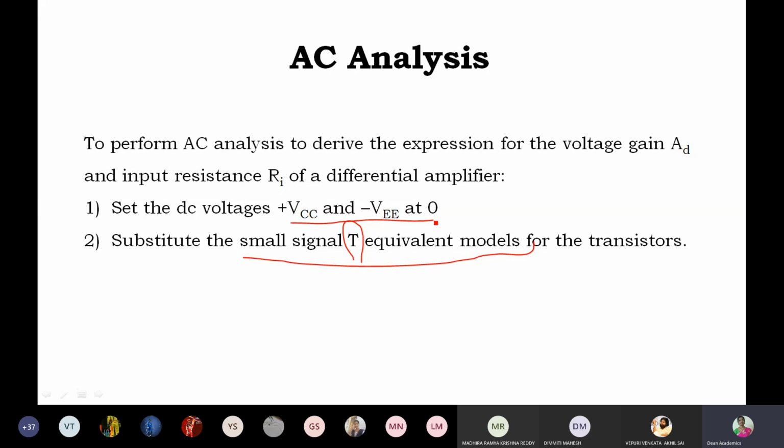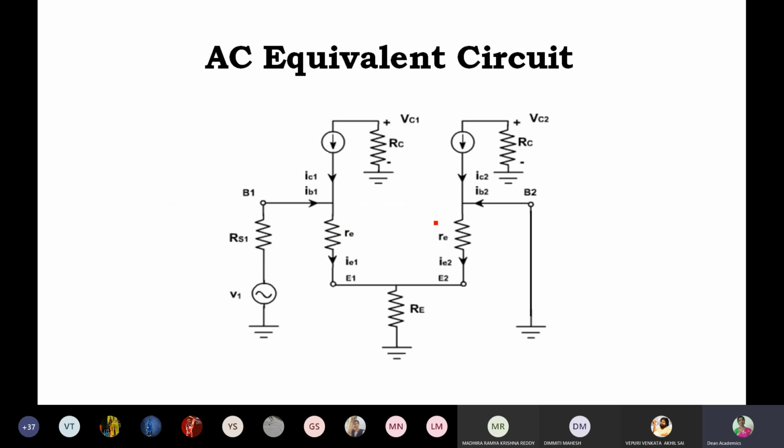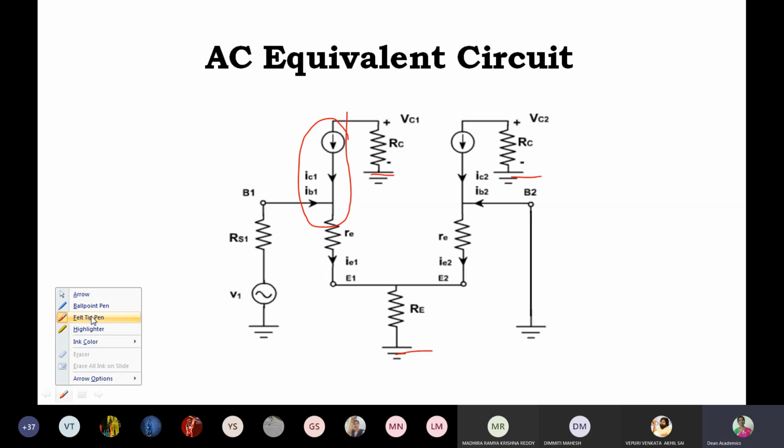Just now I have shown you the DC equivalent circuit. Now this is the AC equivalent circuit, right? This is by incorporating those 2 steps. The transistor is replaced with its equivalent T, and the other step is VCC is grounded and VE is also grounded. So this is the equivalent circuit. All of you will not find this circuit anywhere, I think, so please draw this equivalent circuit.